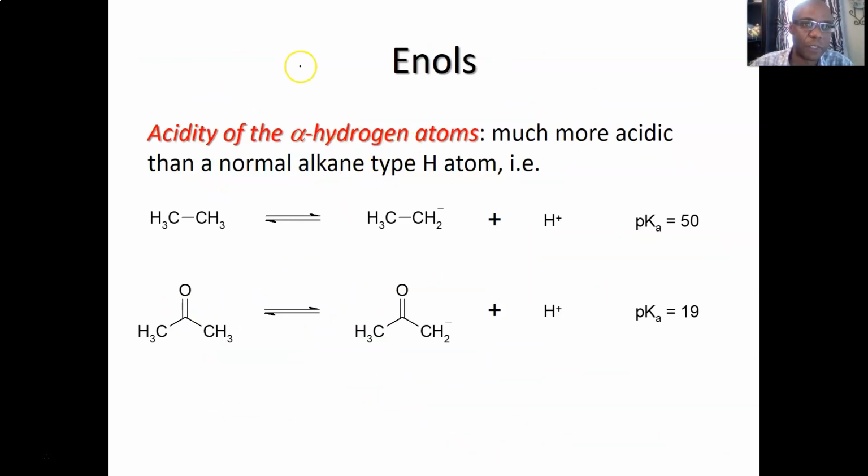All right, so I have talked about alpha carbons, which in turn give us alpha hydrogens. Why is it that we can take out alpha hydrogens? The reason is because the alpha hydrogens are acidic.